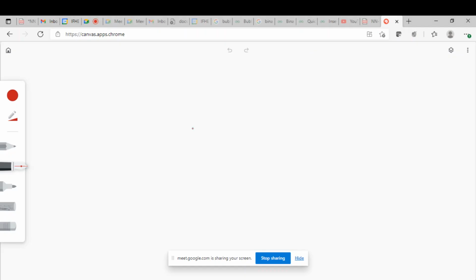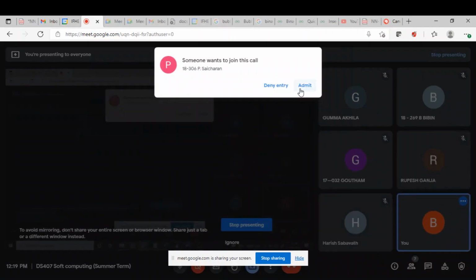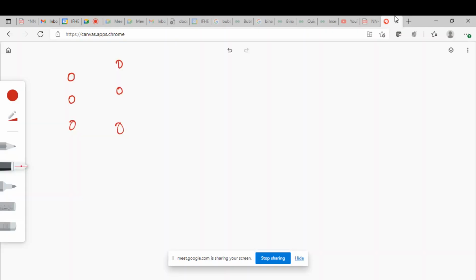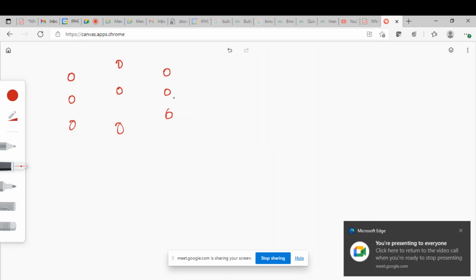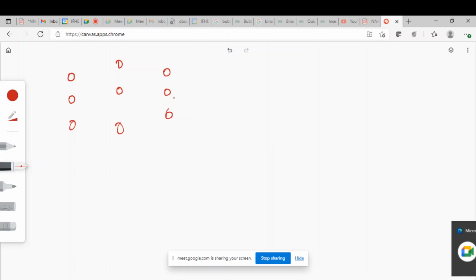Fine. So let me draw a small neural network here. Assume this is the input layer. There are three neurons. Okay. Assume this is the hidden layer. So here also there are three neurons. Say this is the output layer. Let us say here also there are three neurons. Okay. So let us assume it is a fully connected neural network.